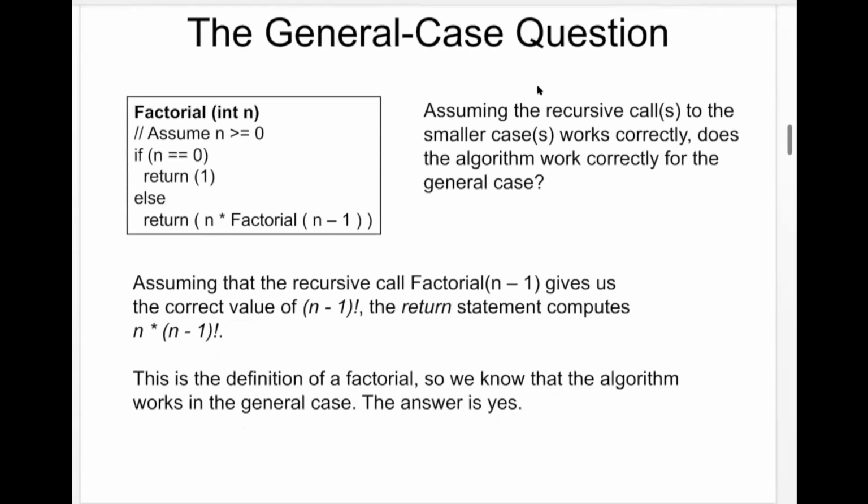The third one is the most general one, which is the generalizations. Can we assume that the recursive call to the smaller case works correctly? Does the algorithm work correctly for the general case? What does that mean by general case? Assuming that the recursive call gives us the value of n minus 1 factorial, the return statement computes n times that.